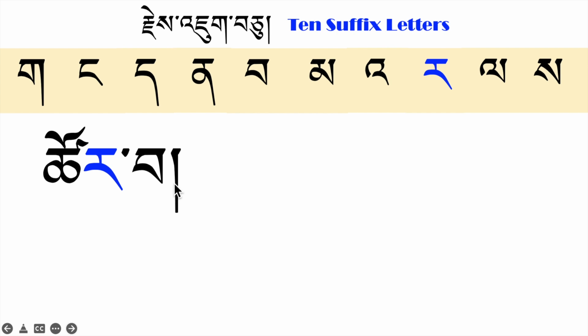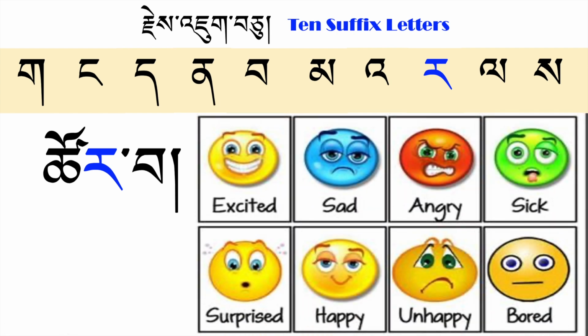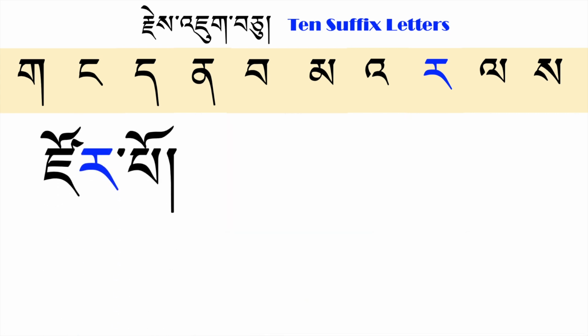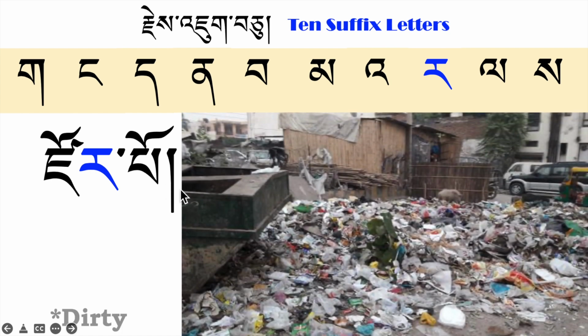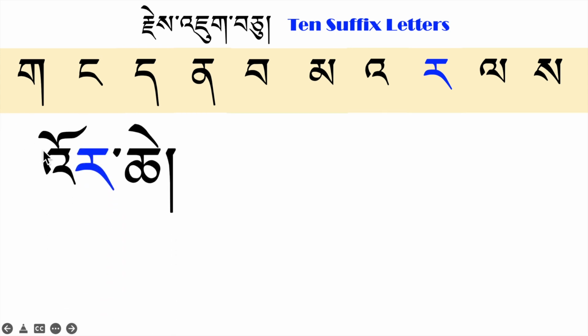Next, chorwa. Chorwa means feeling. Feelings of excited, sad, angry, sick, surprised, happy, unhappy, bored. These are all chorwa. Next one, zorpo. Zorpo means dirty.